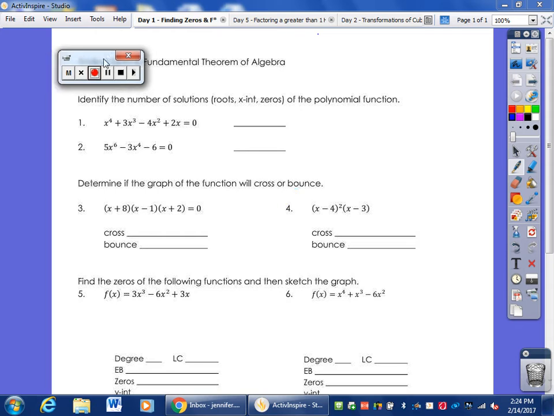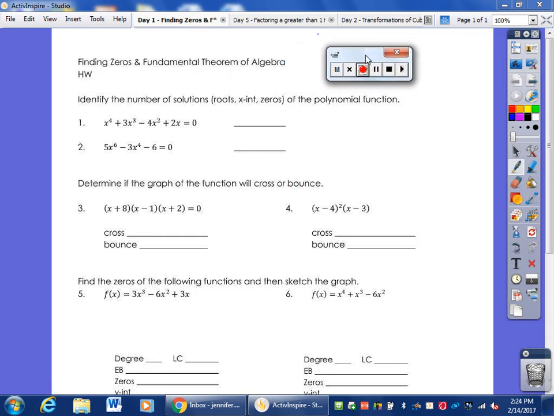Okay, so today we learned about how to find the zeros and how to use the fundamental theorem of algebra to find those zeros. So identify the number of solutions of the polynomial function. So it's a fourth degree, which means it would be 4. And this is a sixth degree, which means it would be 6.